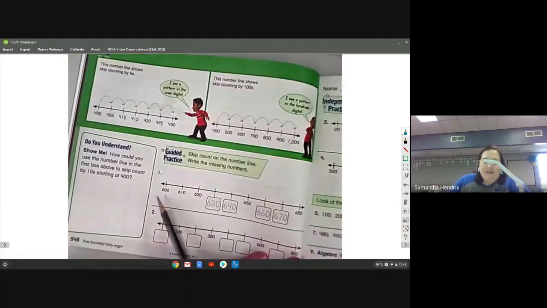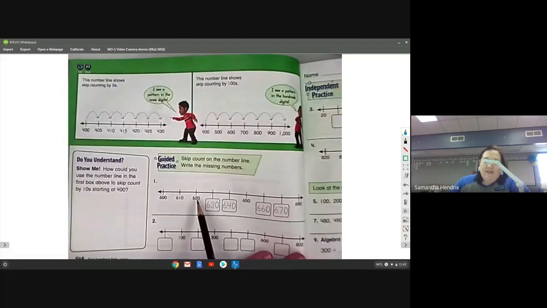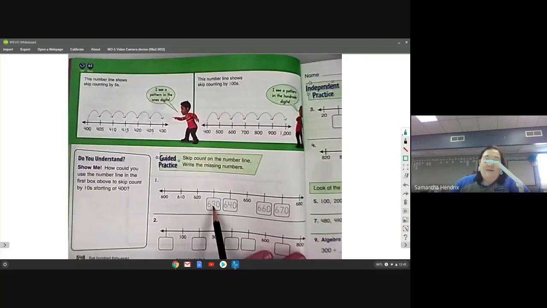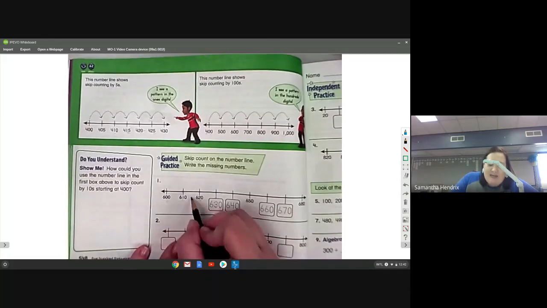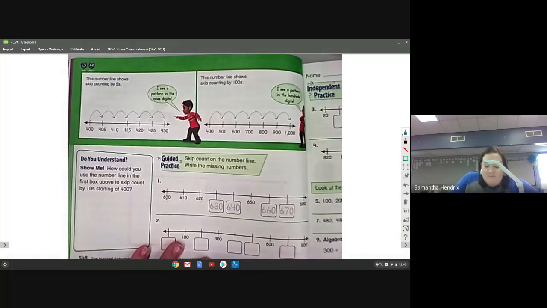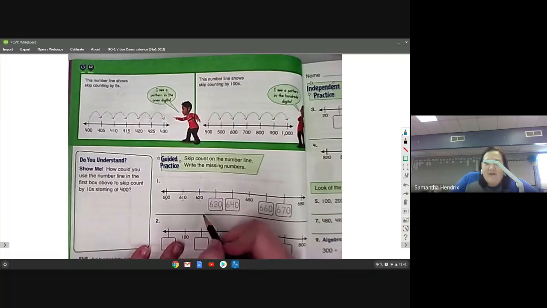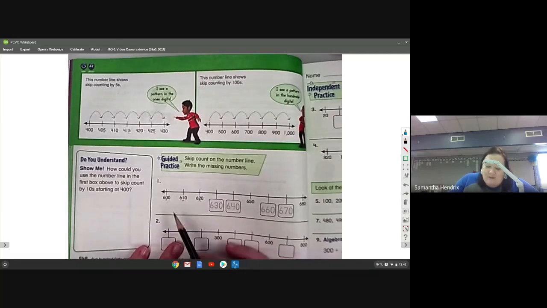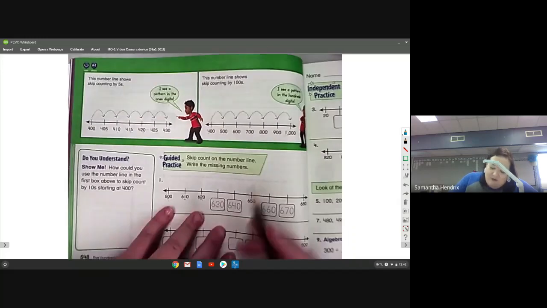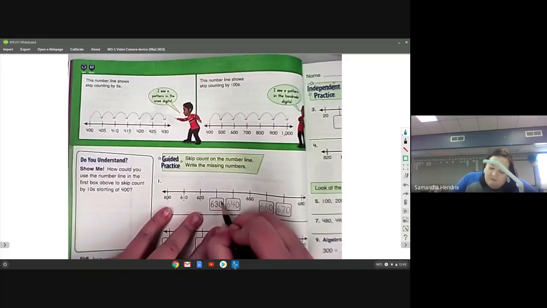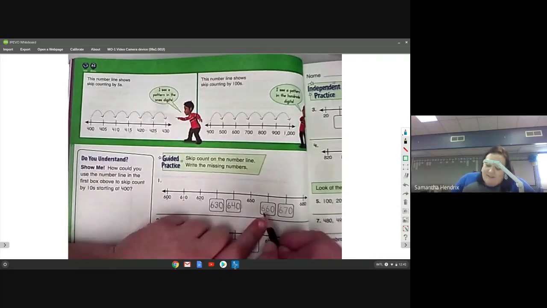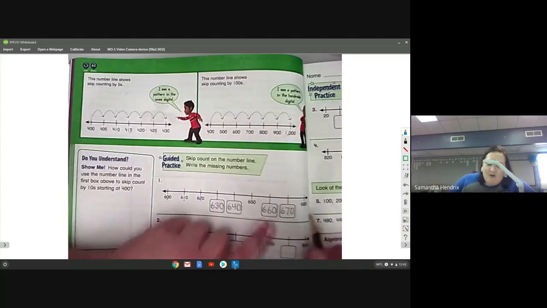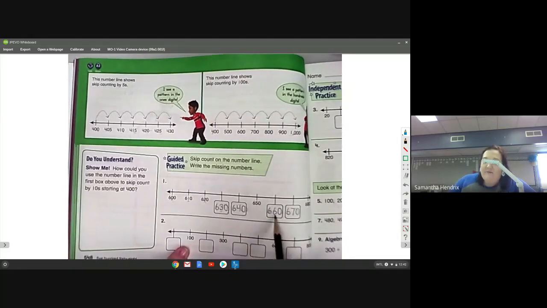We have 600, 610, 620. Okay, so we're going up by 10. Look for your pattern. All the numbers stay the same except the tens digit. The tens digit is going up by 1. So we're counting by tens. So we have 600, 610, 620, 630, 640, 650, 660, 670, 680. Our tens went up 1 digit every time.